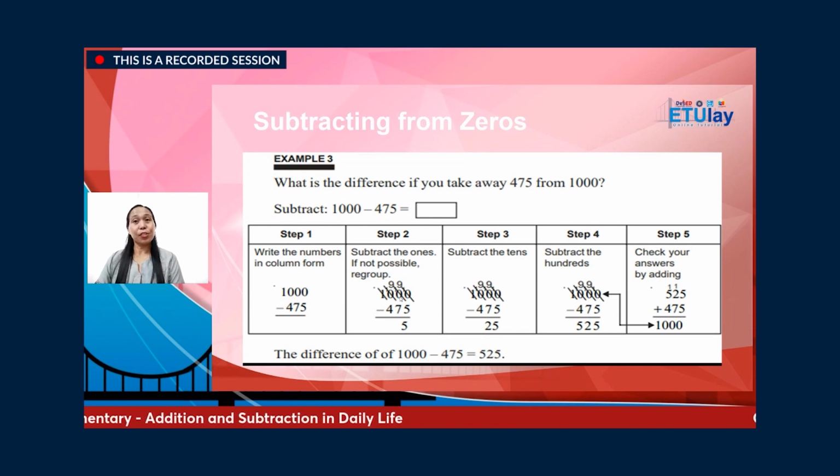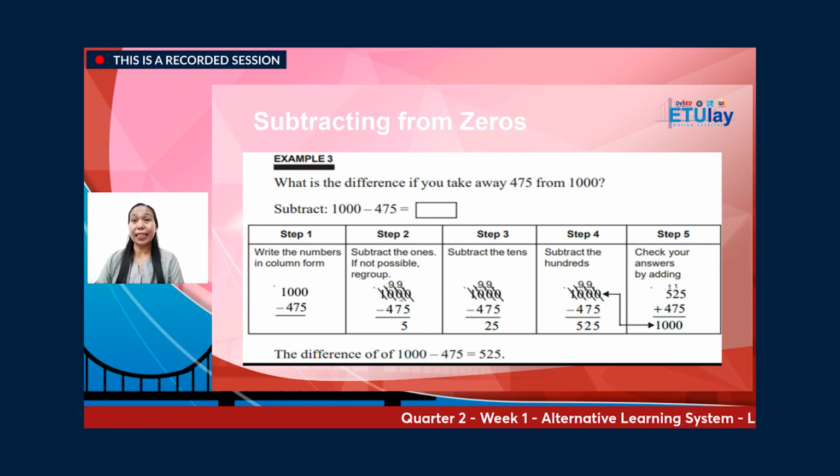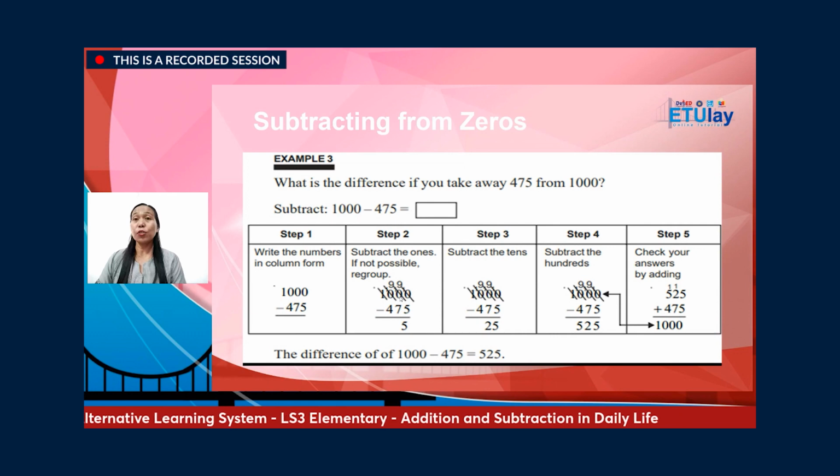Minus 5, it's already possible. So therefore, 10 minus 5 is 5. Then the second number is already 9. Minus 7 is 2. And the next 0 is already equal to 9 minus 4. There's no longer 1 because we already borrowed. So the answer is 525.